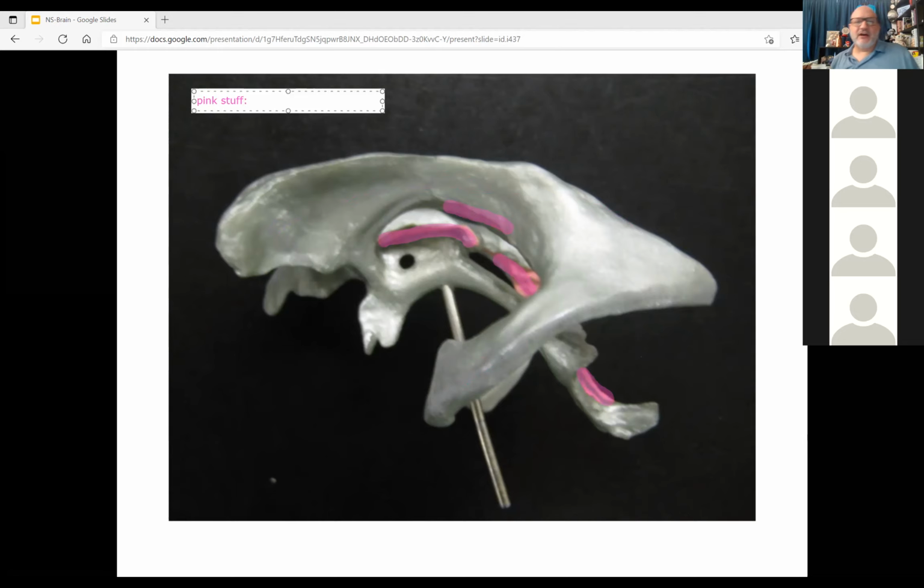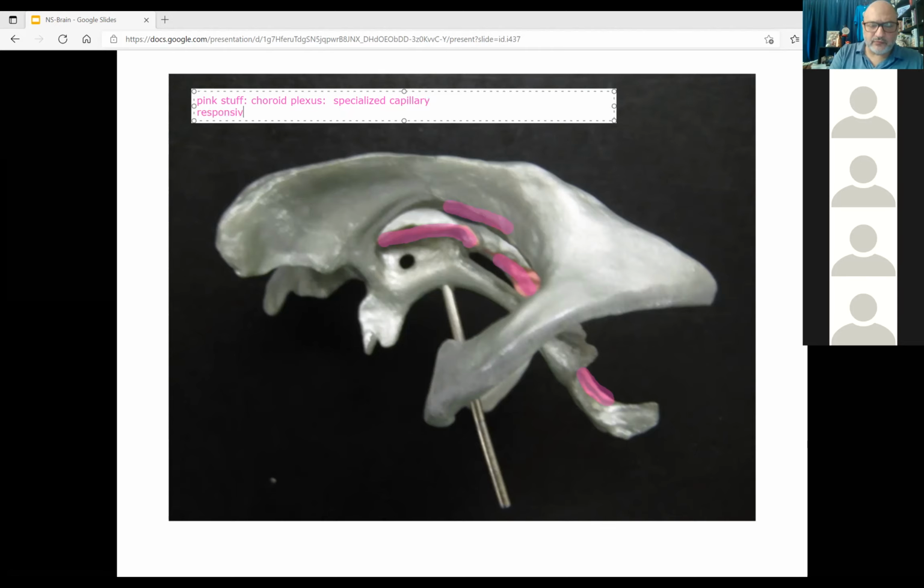No, that pink stuff represents a substance known as choroid plexus. Choroid plexus is basically a specialized capillary and something else. And it is responsible for making our cerebrospinal fluid.